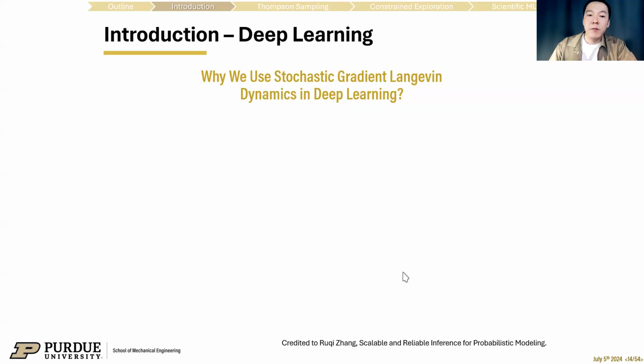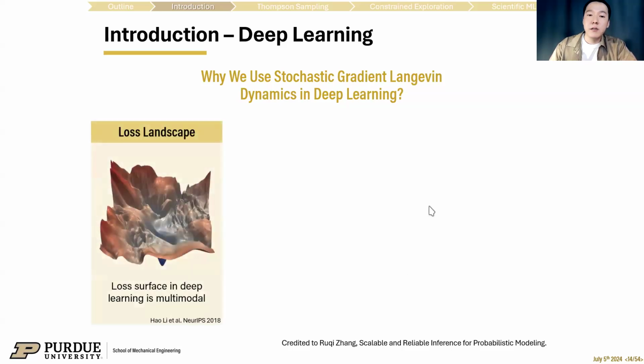So here, we want to share some reasons on why we should consider SGLD in deep learning. The first point is that the loss landscape in deep learning is highly complex and multimodal. This means the posterior distribution does not strongly favor any single solution. So there are a lot of equally valid solutions within the loss landscape. So relying on a single point estimation is often insufficient to accurately reflect the ground truth.